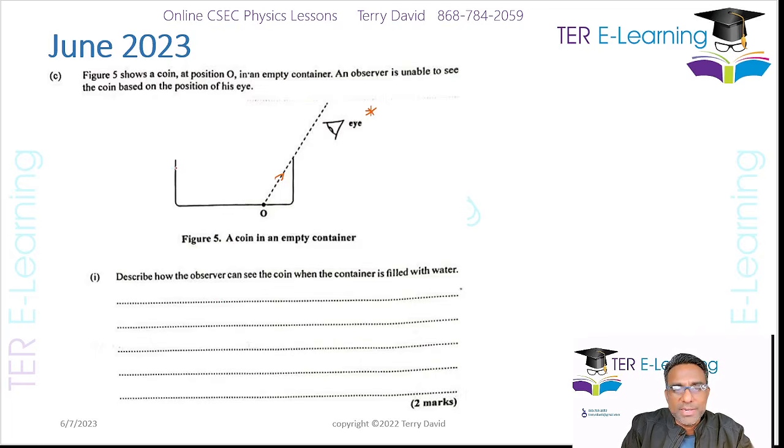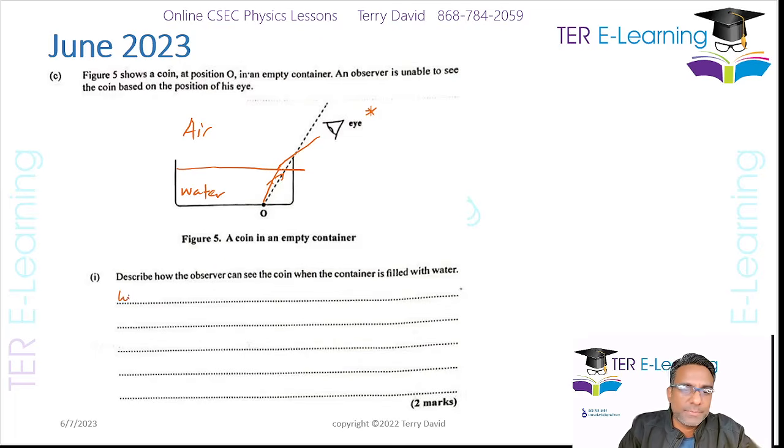Well, if the container is filled with water, what's going to happen is this. A ray of light, let's say a ray of light were to do this, coming out here. Because you're traveling from water to air, you're going to have refraction taking place. So as soon as this ray hits here, it is going to bend. The ray is going to bend. So if it bends, there's a good chance that you can see the object now. So they said for 2 marks.